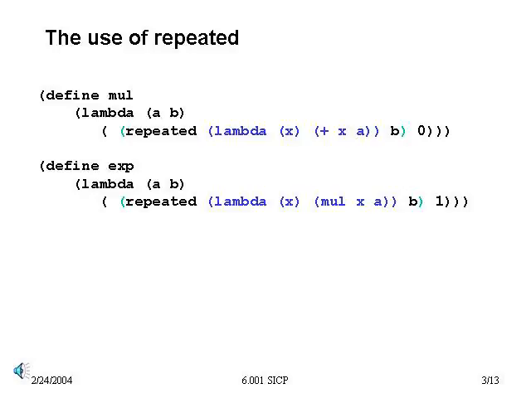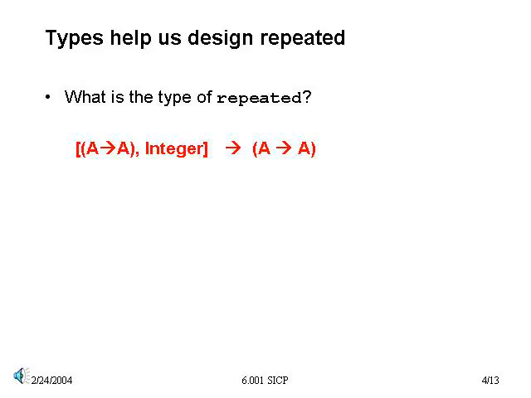The question is, how do we create repeated, and why does the call to repeated have that funny structure with 2 open parens instead of 1? First, what is the type of repeated? Well, from the previous slide, we know that as given, it should take 2 arguments. The first should be a procedure of 1 argument.